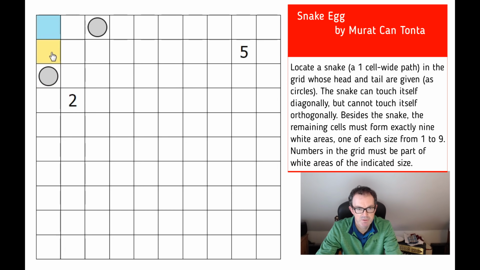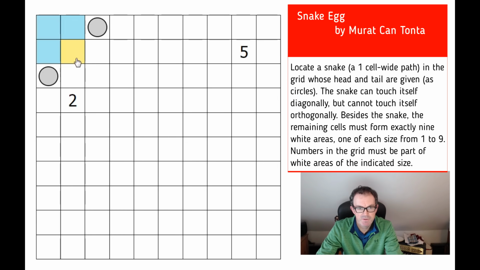So this square as well can't be in because if it goes up, even if it turns like this, remember that it can't turn back on itself, so that would not be a valid snake. So the snake would then have to move either to this square or to this square, either way it connects with this square. So actually, both those squares are also out by symmetry. And that square's out as well.